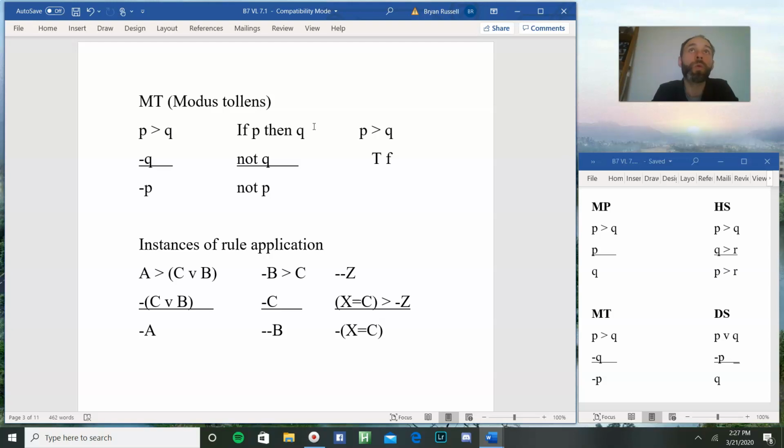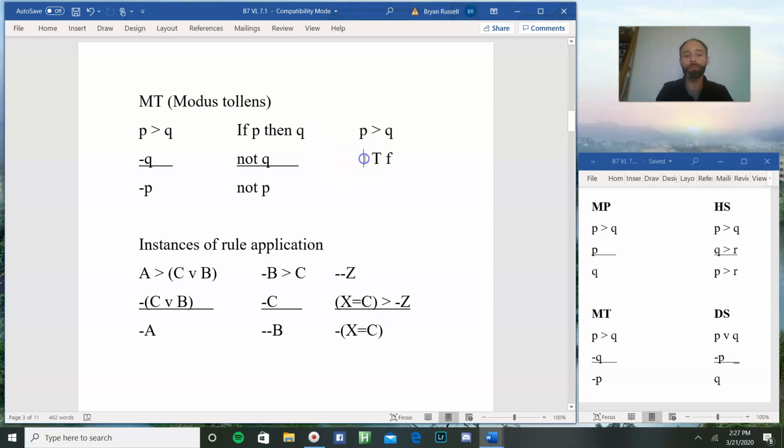Recall that when we were talking about consequence, we talked about the consequent as being a necessary condition for the antecedent being true. So if the consequent is false, then the antecedent also has to be false, because the consequent being true is necessary for the antecedent being true. So if the consequent is not true, then the antecedent cannot be true as well.